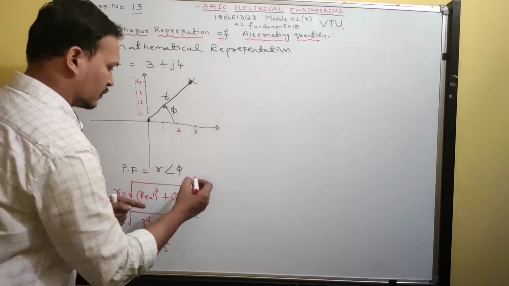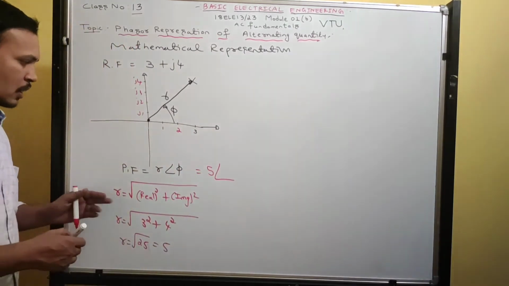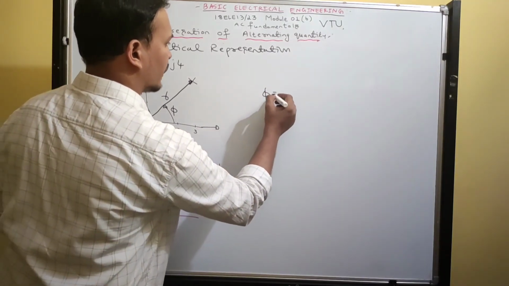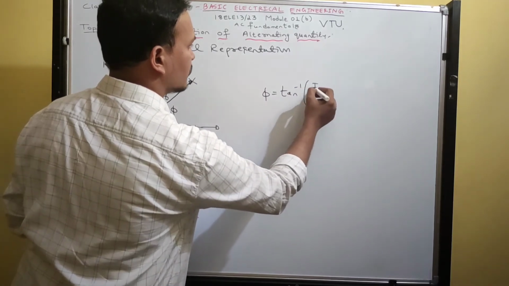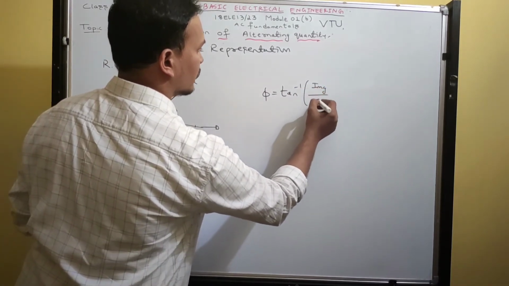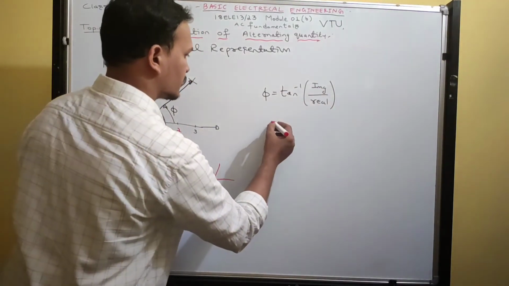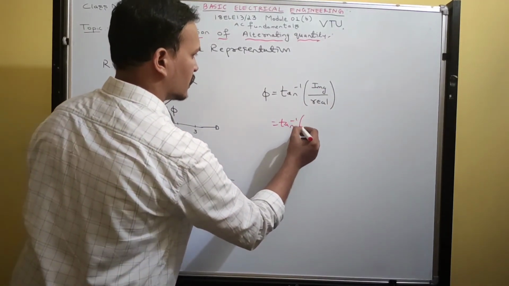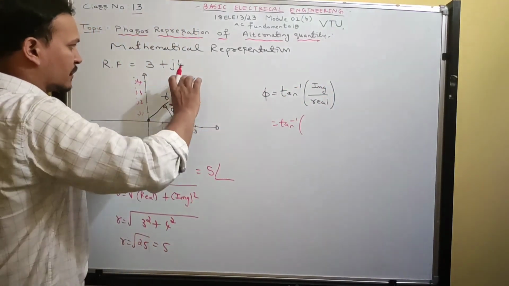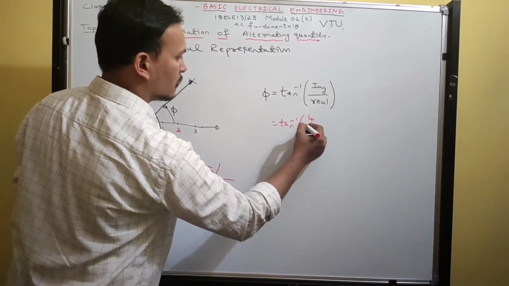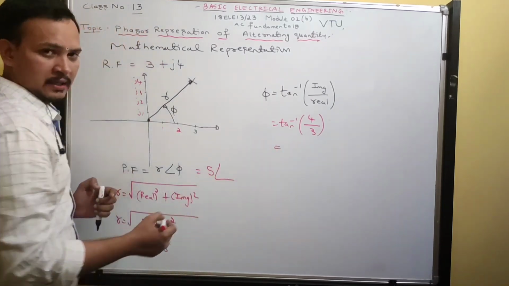See, I got the magnitude value, 5. Then I need to find the angle. How to find the angle? Using this formula: tan inverse of imaginary divided by real. Tan inverse of imaginary by real. What is the imaginary value in 3 plus j4? 4. Divided by the real value, 3. Keep the calculator in degree mode.